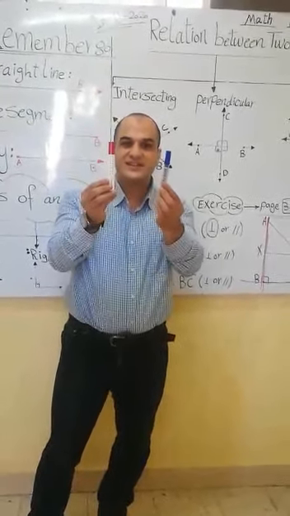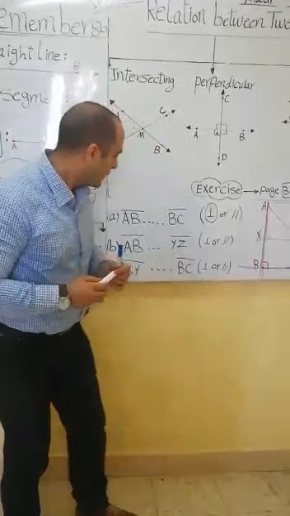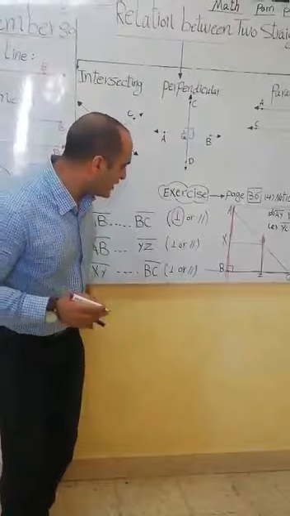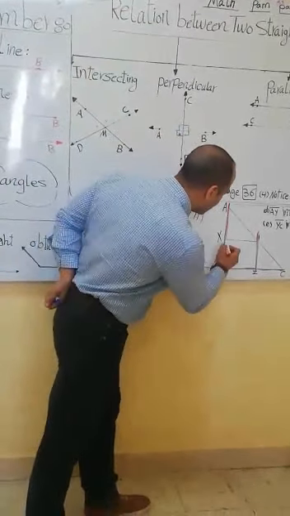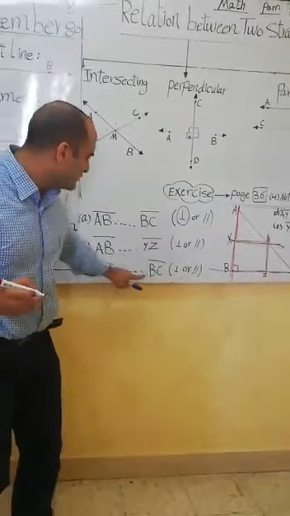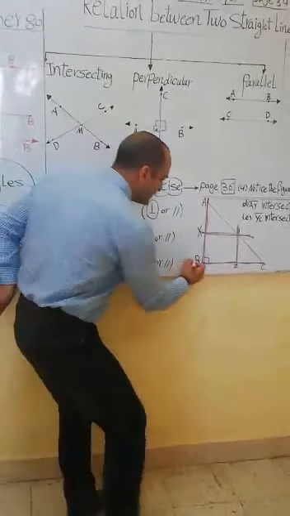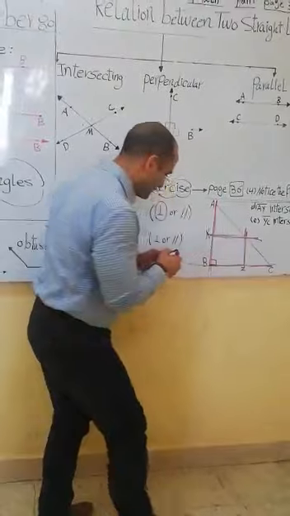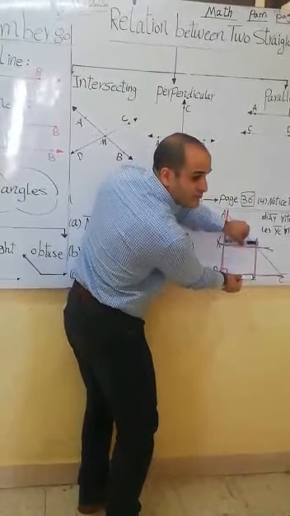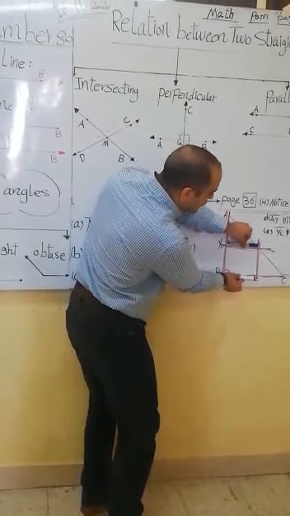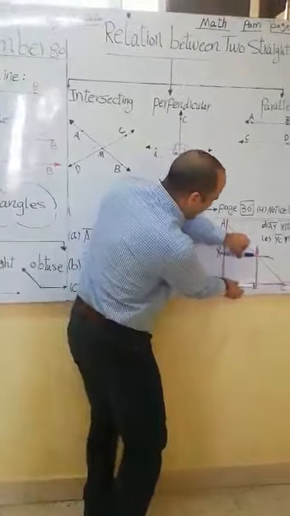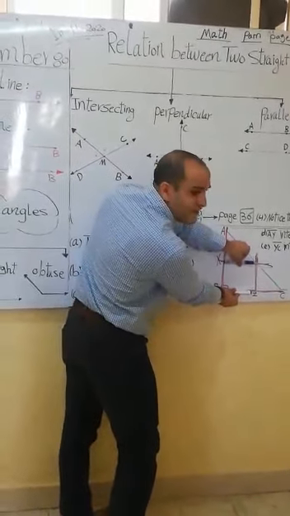Like this, never intersect. And the last, XY. Where is the XY? Here, XY. And BC. Where is the BC? If I put this pen and this pen, what is the relation between these pens? Perpendicular or parallel? Who can tell me the answer? Excellent, parallel, because they never intersect.